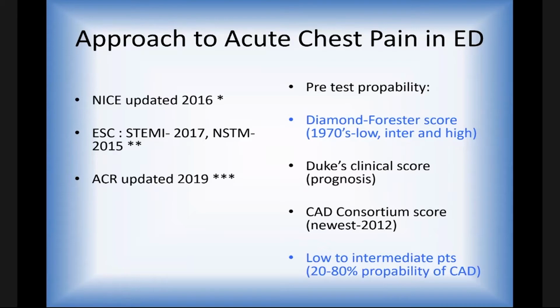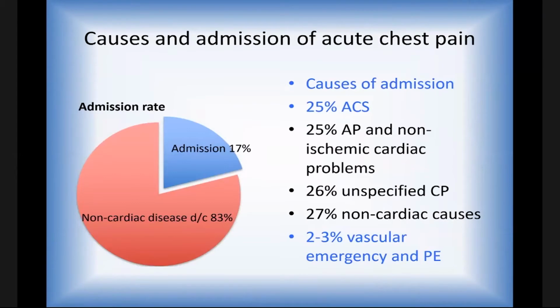So coronary CTA, when we do it in the ED, we do it for a patient who has only low to intermediate probability of coronary artery disease, which is about 20 to 80%. In the high-risk group, there's no need to do that because most of the time it's certain that the patient will have coronary artery disease. And this is the cause and admission of acute chest pain.